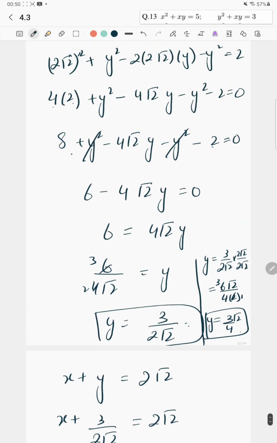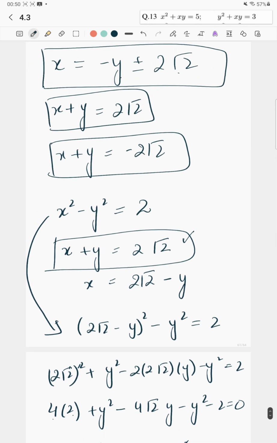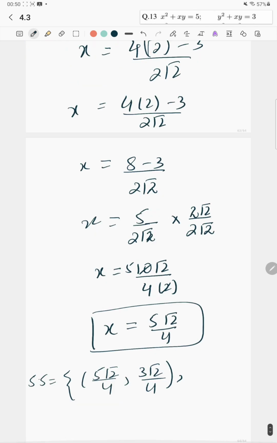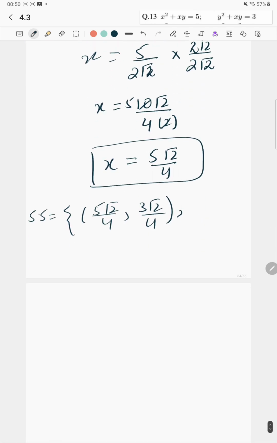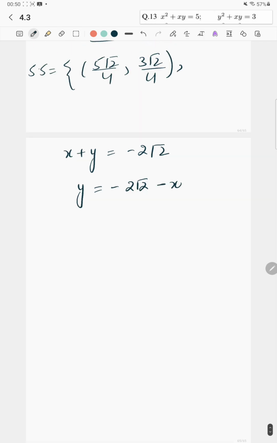Now this is when we used the first equation. We got two equations from here: x plus y is equal to 2 square root 2 and x plus y is equal to minus 2 square root 2. And we used the first equation, x plus y is equal to 2 square root 2. Now we can use the second equation, x plus y is equal to minus 2 square root 2. So now when we use this, we will get y is equal to minus 2 square root 2 minus x.